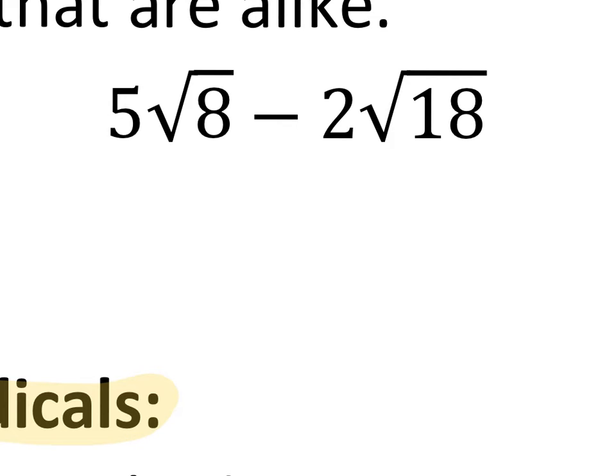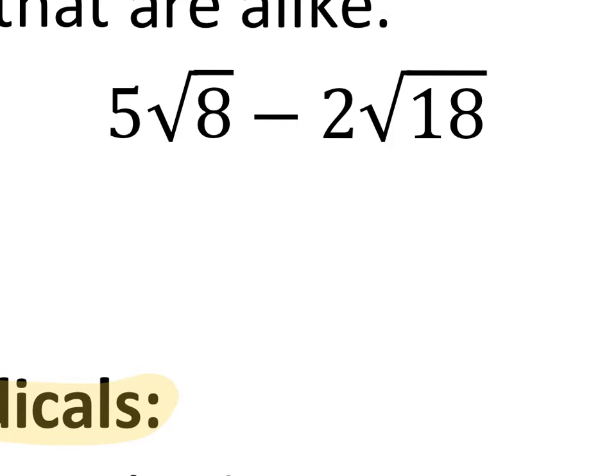I cannot subtract these right now. It's like saying I got 5 apples, I want to take away 2 oranges. You can't do that. They're not like terms, okay? So in any math problem, if you could simplify anything, you simplify it. You make it simple. So the question is, could I simplify anything? And the answer is yes.